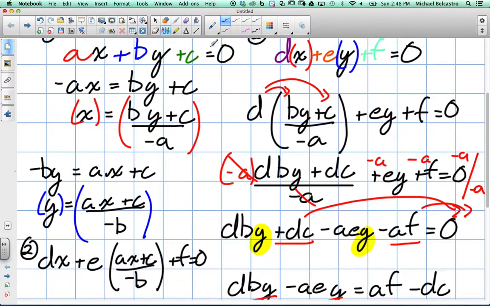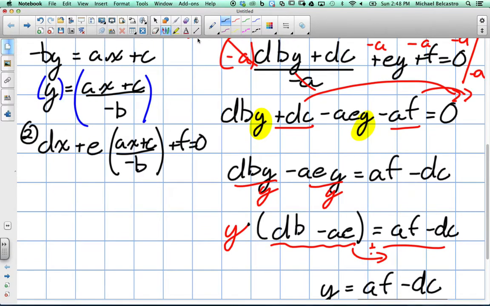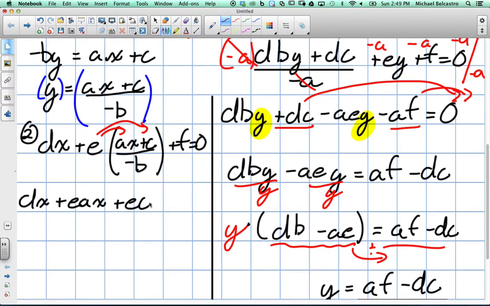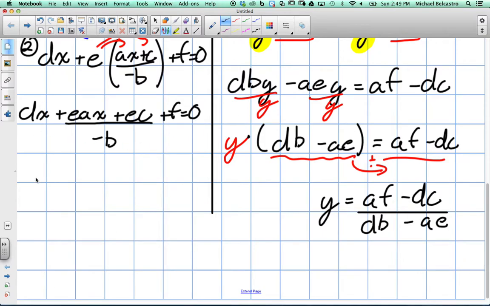We're going to try to work on the left side here. I'll kind of draw a line here to help us out. Like we did before, I'm going to have to distribute the e, and I'll go through this part a little quicker now because you've seen how this distribution works. dx plus eax plus ec, all of that is divided by negative b, plus f equals 0. I'm going to multiply everything by negative b, as you saw before, and that will end up with negative bdx. The negative b will just cancel out on these ones, and we'll get plus eax plus ec minus bf equals 0.